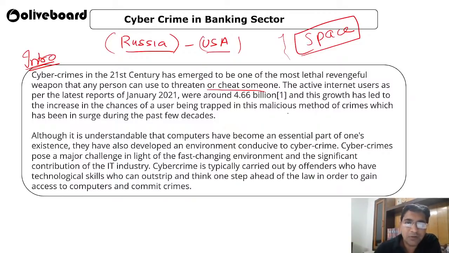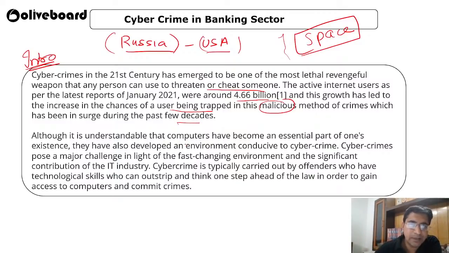Now, cyber crimes in the 21st century. Anyone you can cheat. The active internet users, as per the latest report of January 2021, were around 4.66 billion, and this growth has led to an increase in the chance of users being trapped in malicious methods of crime, which have been searched during the past decade. So, a very general introductory paragraph, very general.